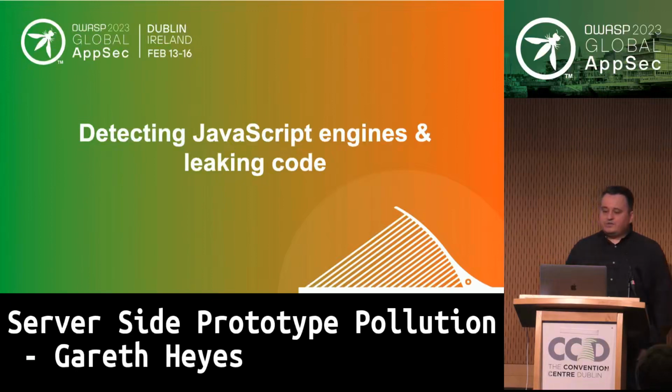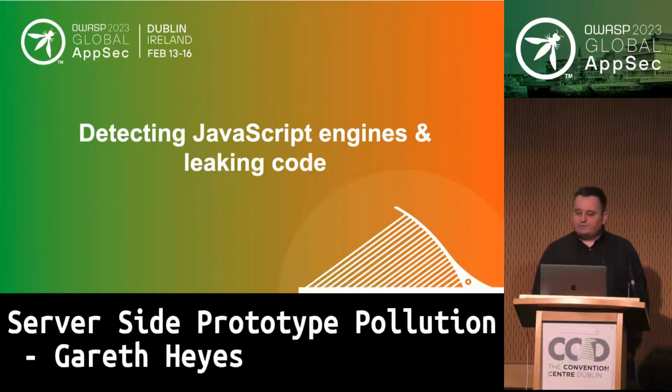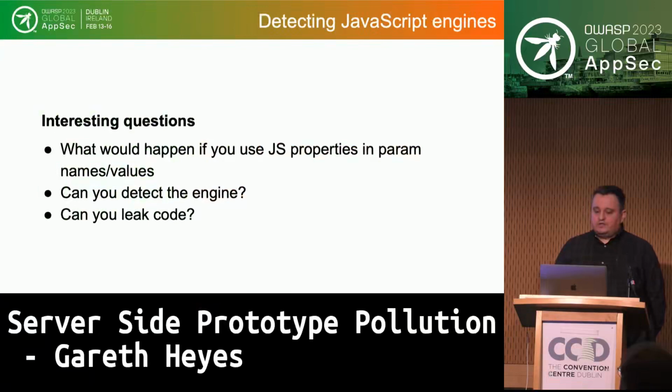Whilst conducting this research, I found it was possible to detect a JavaScript engine being used and even leak JavaScript native code using certain parameters. So I asked myself the following question. What would happen if you used inherited properties in a parameter name or value, or even a cookie name or a cookie value? Could I determine the JavaScript engine? Maybe. What if I modified the prototype pollution scanner to look for these properties? To my surprise, I found multiple sites leaking JavaScript native code.